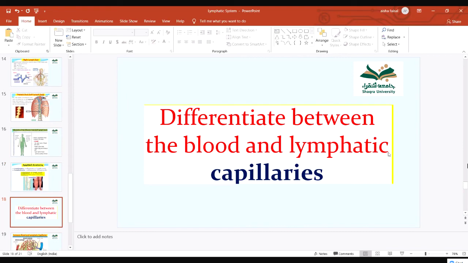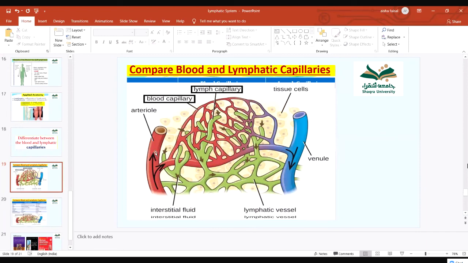So what are the differences between blood and lymphatic capillaries? You can see here, this is the arteriole breaking into the capillaries, then capillaries ending into the venules. The venules unite to form the vein. The vein will take the blood back to the heart. So exchange between the tissue and the blood is at the level of capillaries. When fluid leaks out of the capillaries into the extracellular space, this becomes interstitial fluid, and this interstitial fluid then gets absorbed by the lymphatic capillaries.